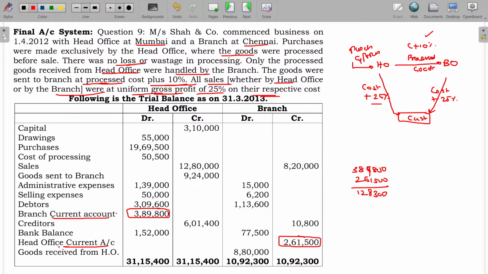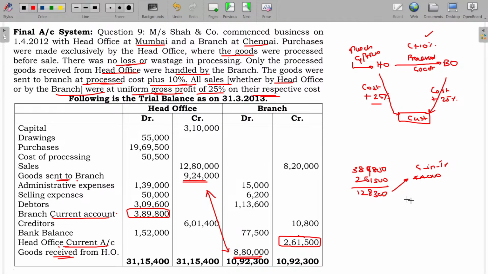Now, goods sent to branch, 9,24,000, maybe as a sale, so it appears on the credit side of the HO. This may be purchases for the branch, and it will appear on the debit side. If you check the debit side, you get the details of goods received from HO, which is 8,80,000. Again, these two are not matching. What does it mean? The difference between these two, 44,000, could be goods in transit. Clear? That's how you can guess it.